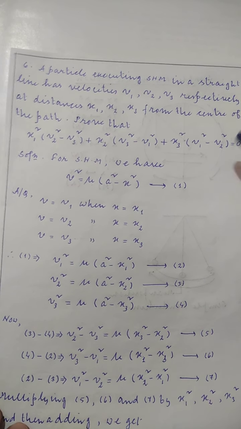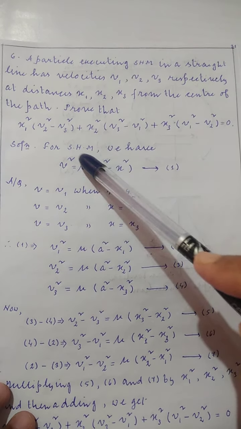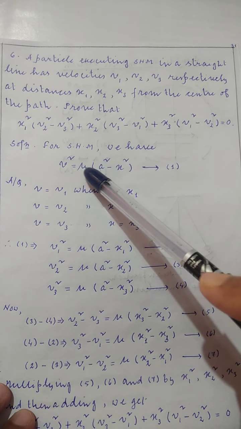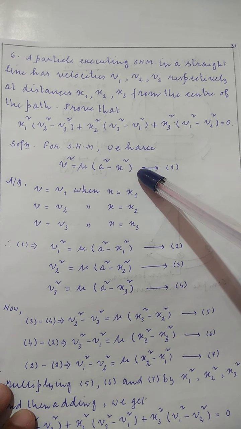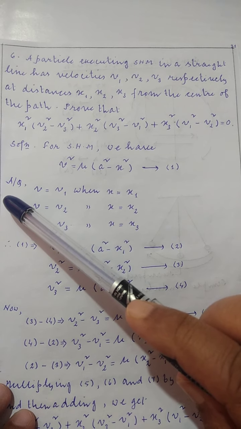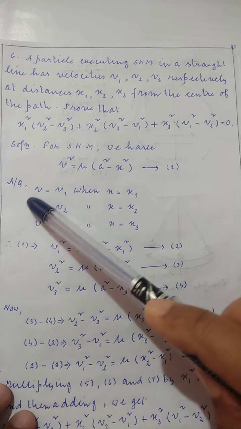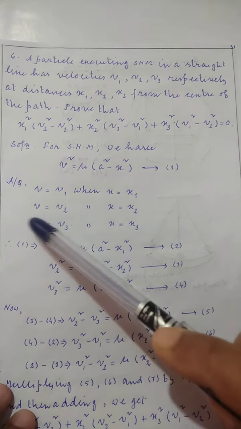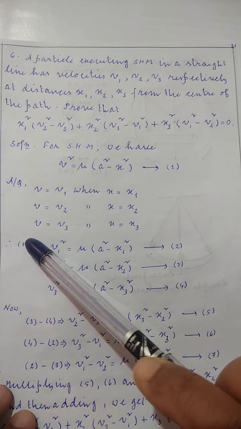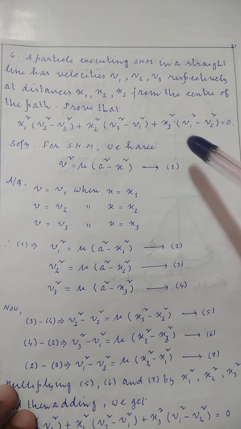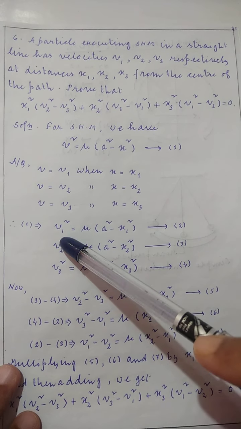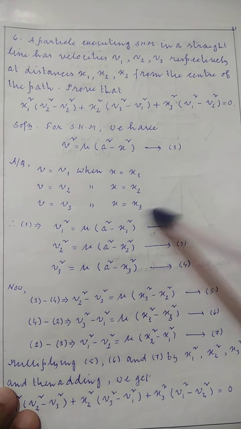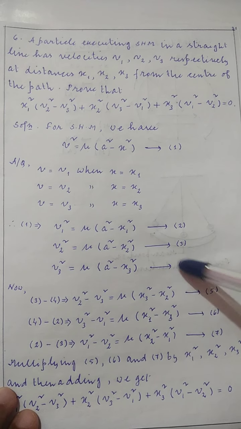So how to deal with this problem? You know that for simple harmonic motion we have v square is equal to mu into a square minus x square. According to the given condition, v is equal to v1 when x is equal to x1, v is equal to v2 when x is equal to x2, and v is equal to v3 when x is equal to x3. So use this condition in equation 1. You will get v1 square is equal to mu into a square minus x1 square. Similarly you will get equations 3 and 4.